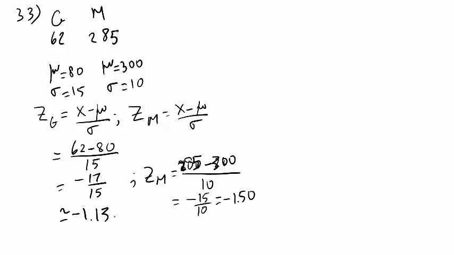However, guys, a negative z-score is not good because it means that you are scoring below the average. But there is bad and there is worse. So negative 1.13 is bad, but negative 1.5 is worse because it's way below the mean. So your answer here, you choose the geography. Okay, that's how we do 33.